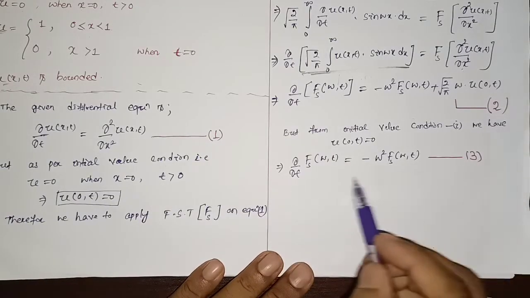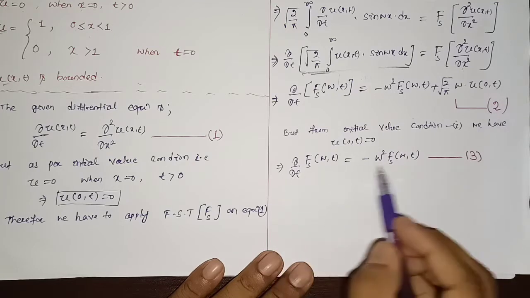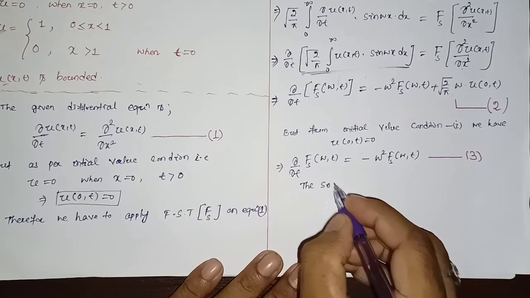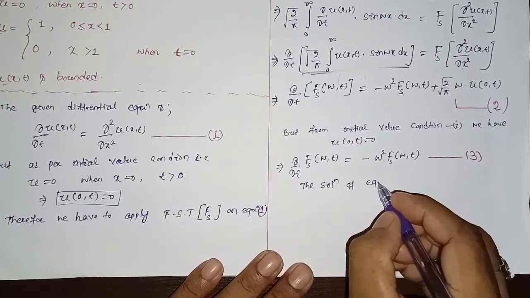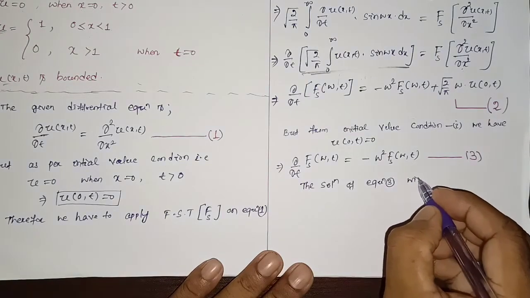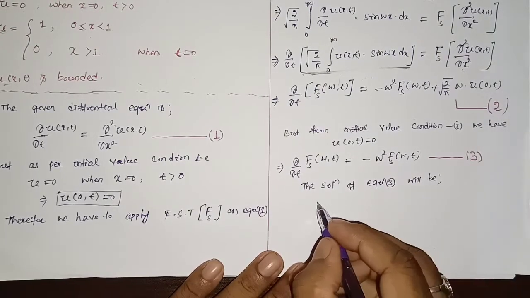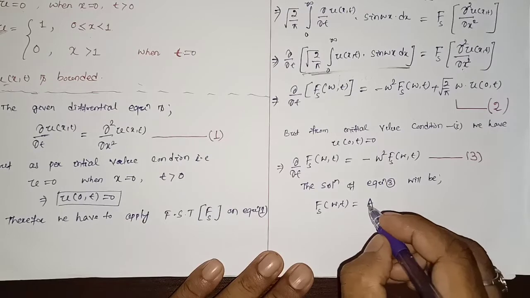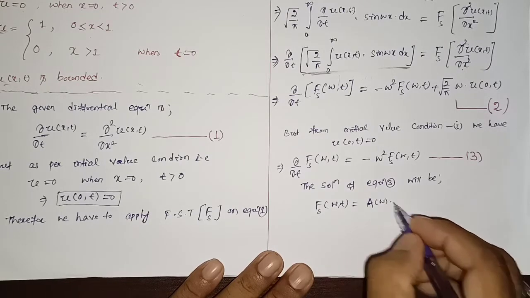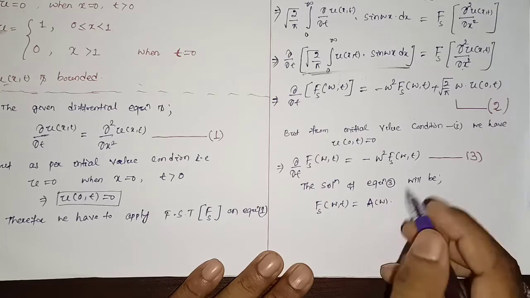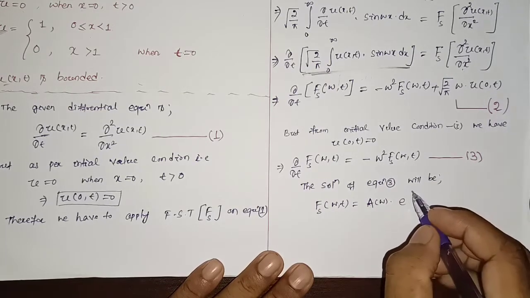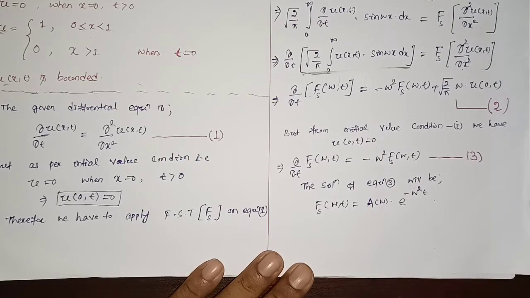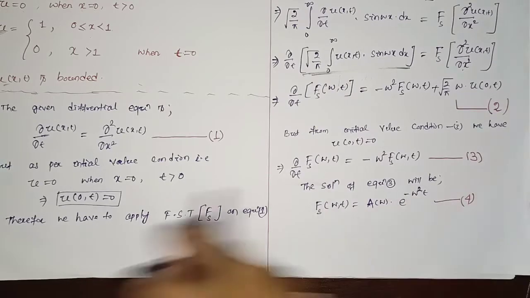Here you can see that equation number 3 is a simple first order differential equation. So the solution of equation number 3 will be capital Fs(omega, t) equal to capital A, which is a function of omega, you can write or you can ignore it, only A into e to the power minus omega square t. Let this be your equation number 4.